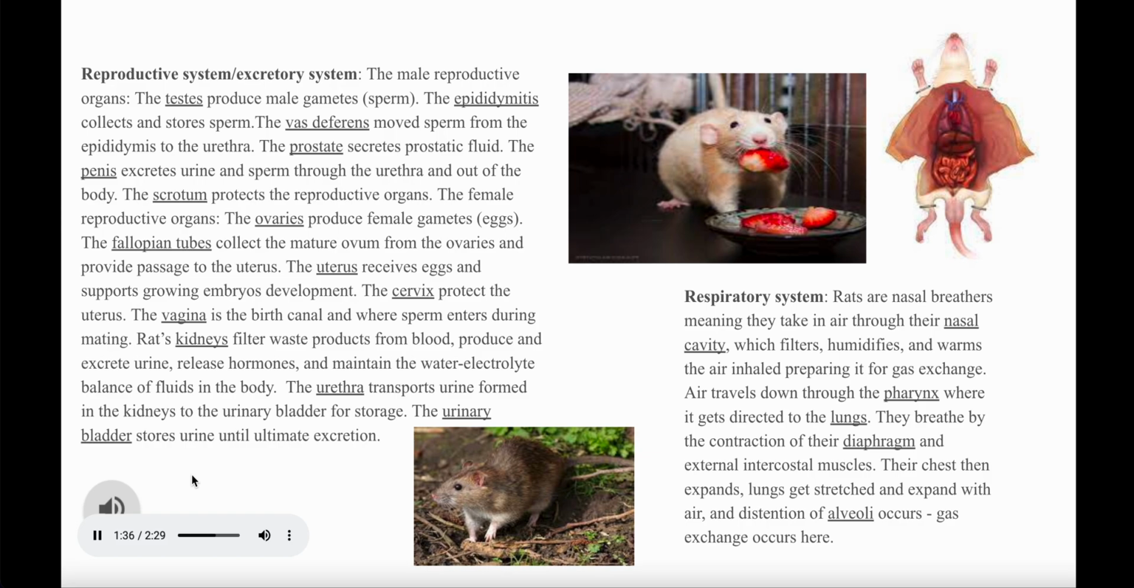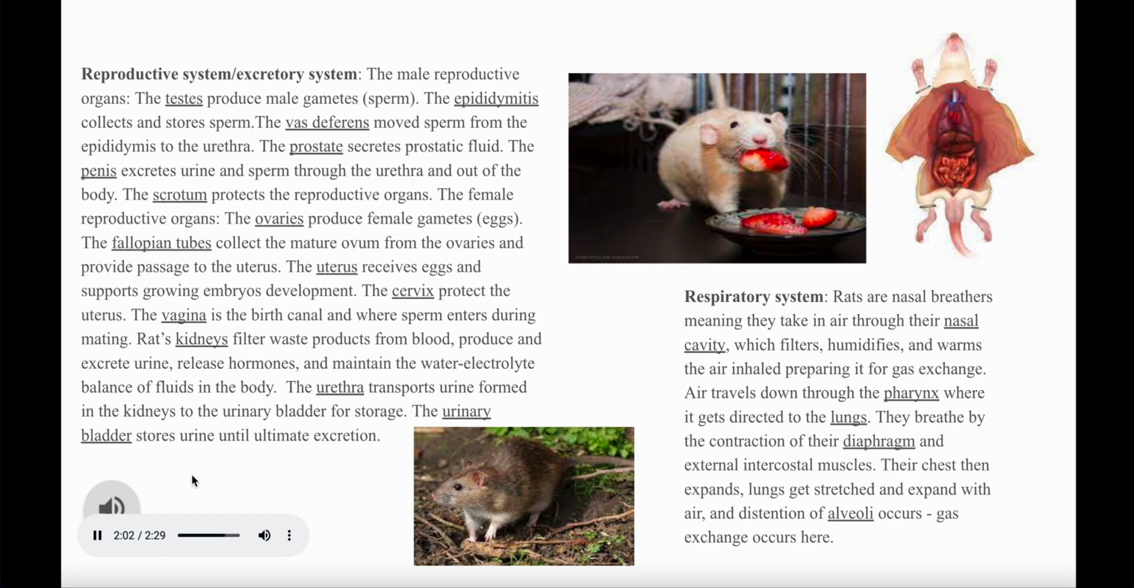The ureters transport urine from the kidneys to the urinary bladder for storage, and then the urinary bladder stores urine until ultimate excretion. And then the rat's respiratory system. So rats are nasal breathers, meaning they take in air through their nasal cavity, which filters, humidifies, and warms the air inhaled, preparing it for gas exchange. The air then travels down the pharynx, where it gets directed into their lungs.